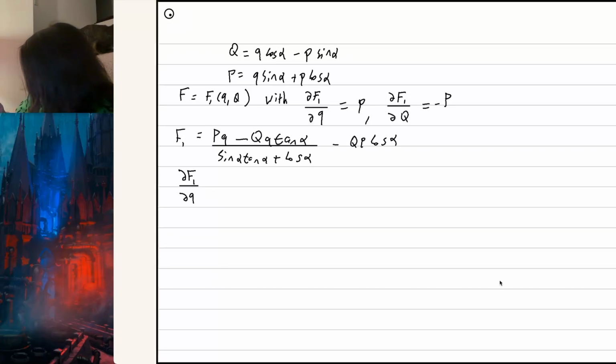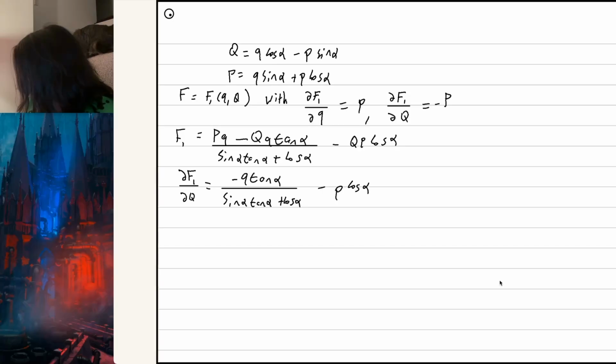First, let's take the partial derivative with respect to big Q to show that it's just minus the big P equation from above. So that's going to make us have negative little q tangent alpha divided by sine alpha tangent alpha plus cos alpha, minus p cos alpha. So it doesn't quite look like minus big P yet, but just give it a second.